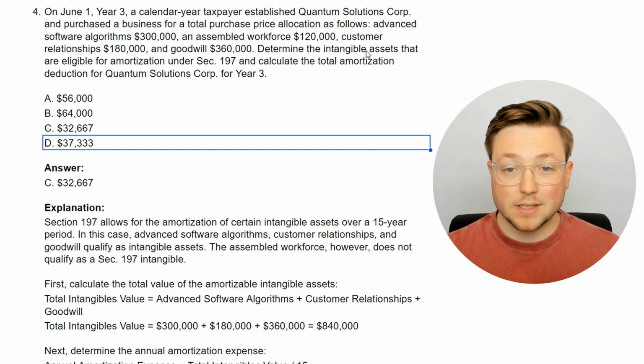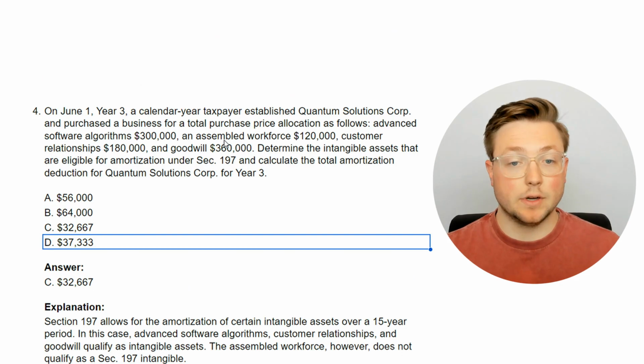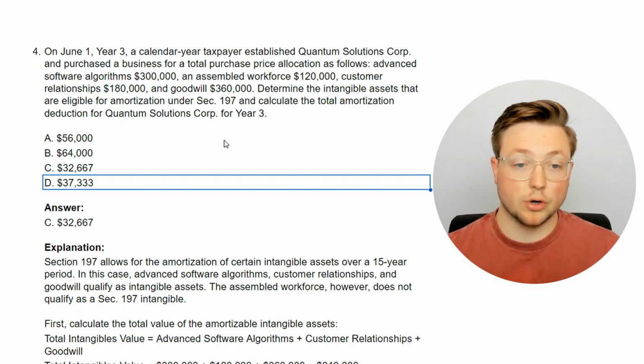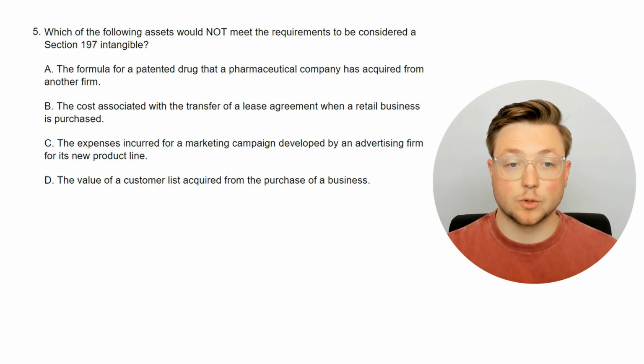So you just have to add up the basis, figure out if there's partial year amortization, and then figure out what the amortization is for the current year that it's asking. So let's go ahead and go to the next question. Okay, here's the next question.